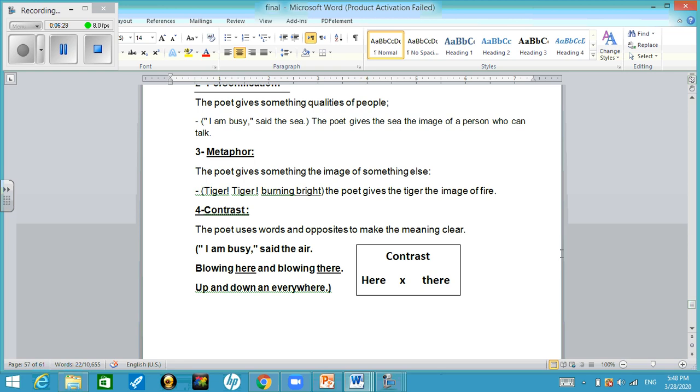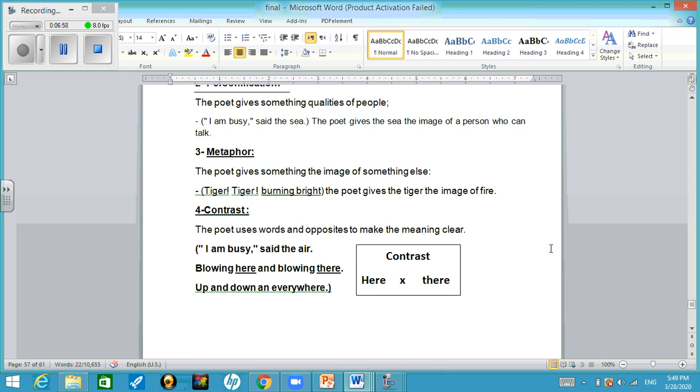Using talk or talking and being quiet. So this is the opposite, the use of words and its opposite to make the meaning clear. Like what? As an example, we have here, "I'm busy, said the air, blowing here and blowing there, up and down and everywhere." Okay, so here, as a contrast, we have blowing here and blowing there. Here is opposite to there, so this is a contrast.